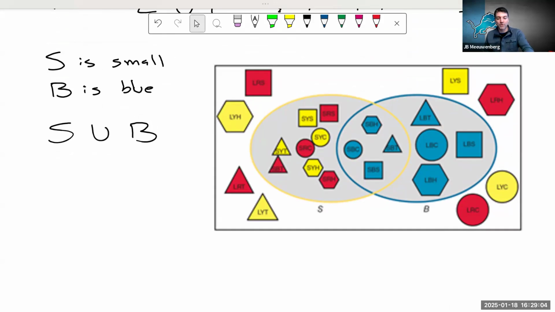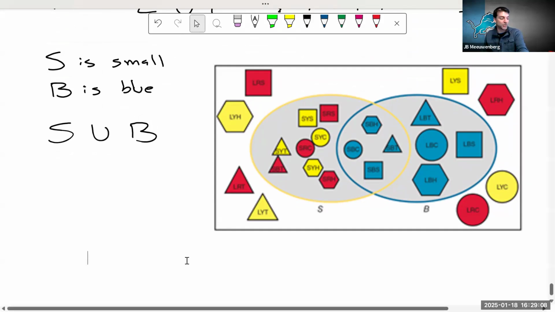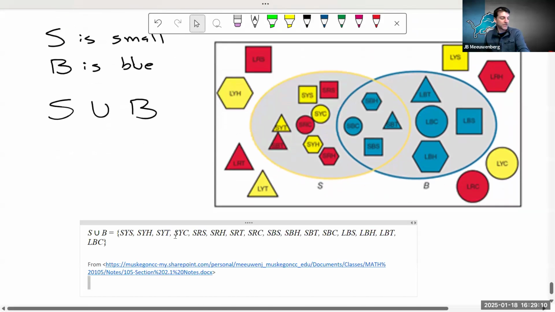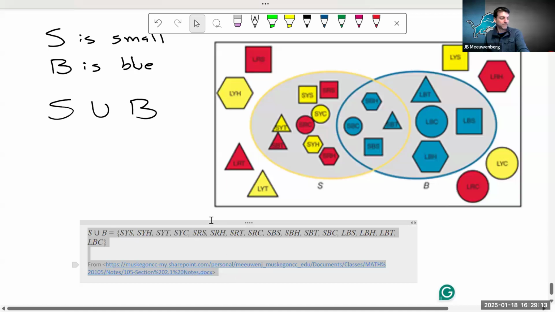And so rather than me writing all these, I'm just going to copy and paste so we can, again, see what set notation would look like. Set notation would look like this.